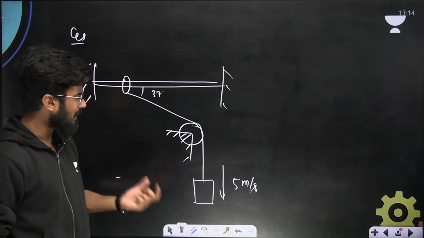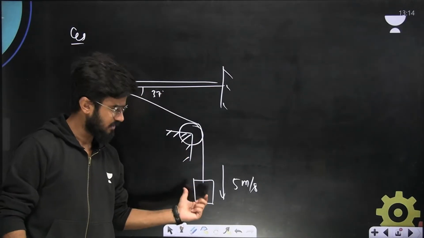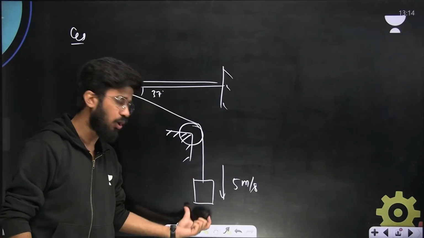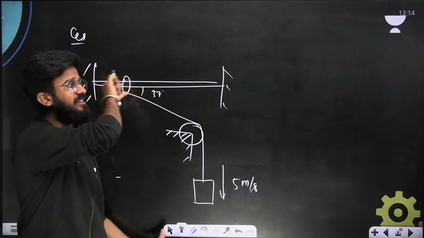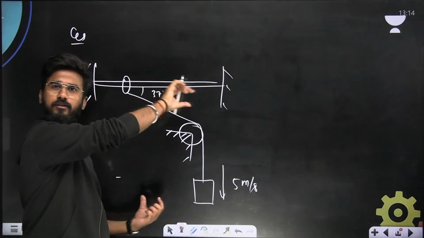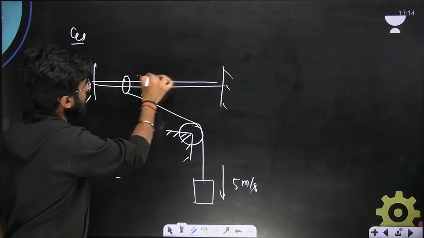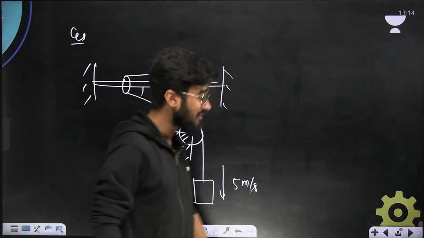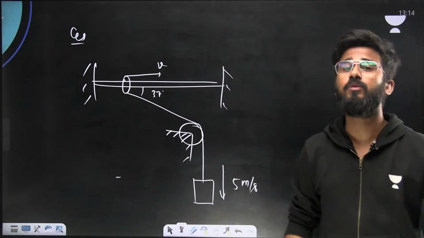Now you can say that this particular block will be moving in the downward direction, yes or no? So this block will go downward and this bead will slide. This will go down and this will slide. So the bead is going in this particular direction, suppose with velocity v. What we have to find is the value of v.